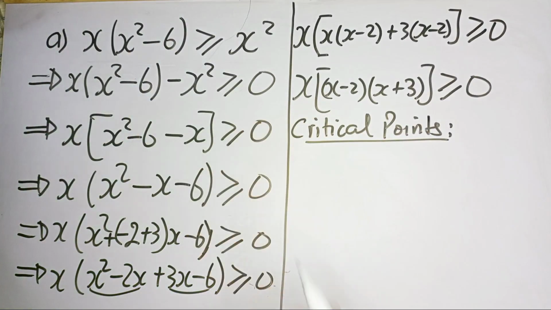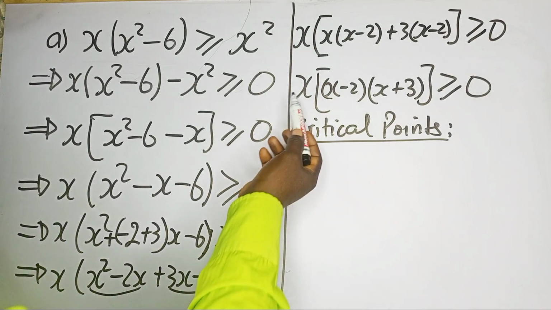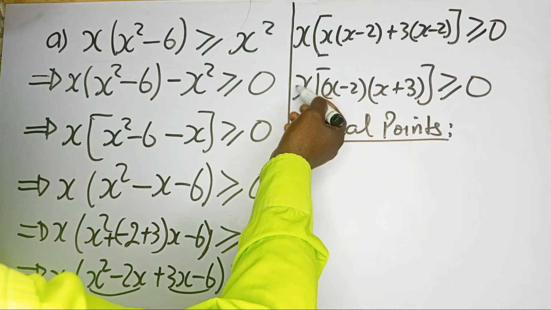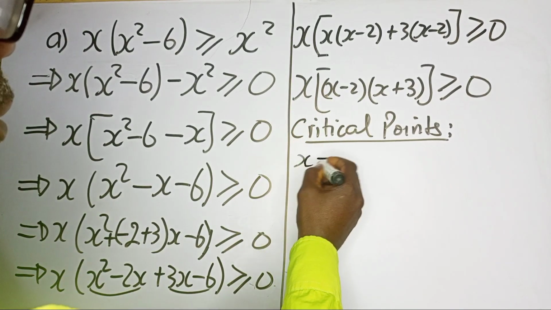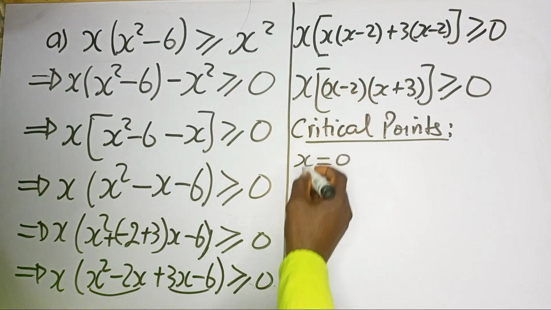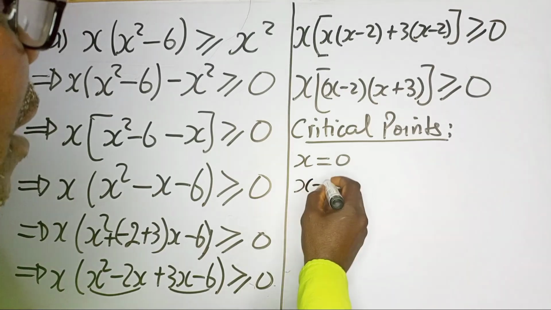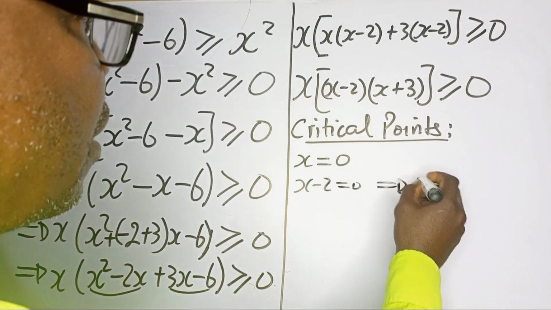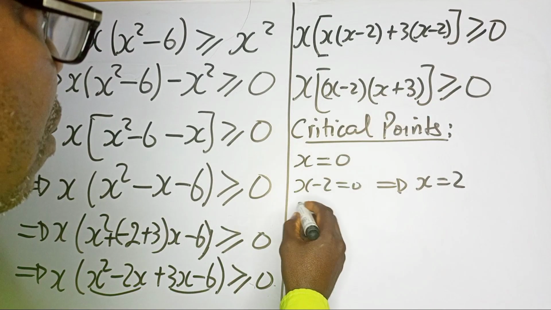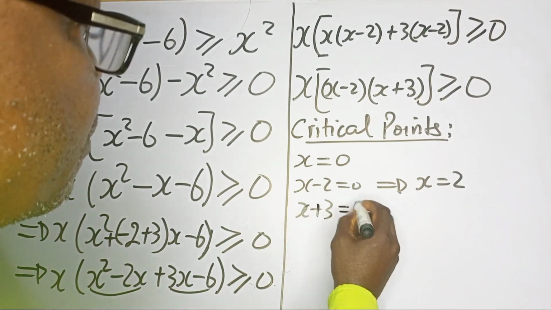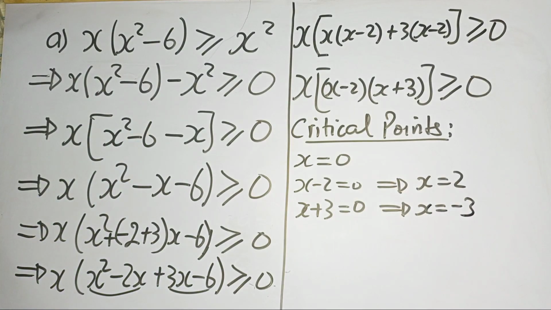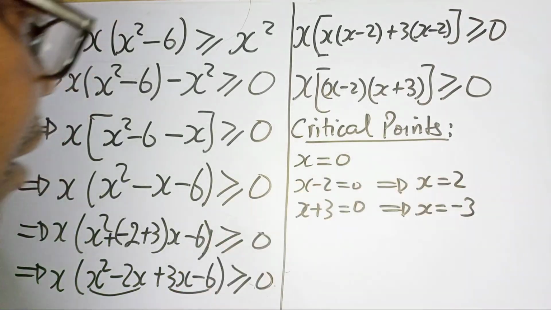What are our critical points? Critical points are those values of x that will render this expression 0, this expression 0, this expression 0. So the only value of x that will render x 0 is 0. So the first critical point is x equals 0. The second critical point, we set this equal to 0 and solve. So if we set that to 0, it means x equals 2. That's our second critical point. We also set this one to 0 and solve. If we do that, it means our next critical point is -3. So we have 1, 2, 3 critical points.